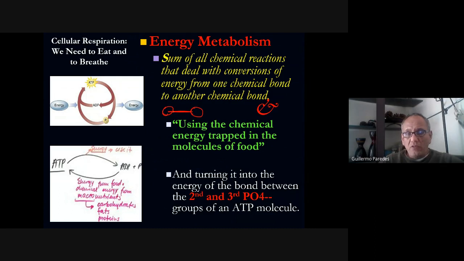When you disrupt this bond of the glucose or fatty acids or proteins, they are going to disappear. And what happens? The energy is going to be released. This energy will not be lost, but it's going to be transformed. And that energy is going to be used to form the ATPs.